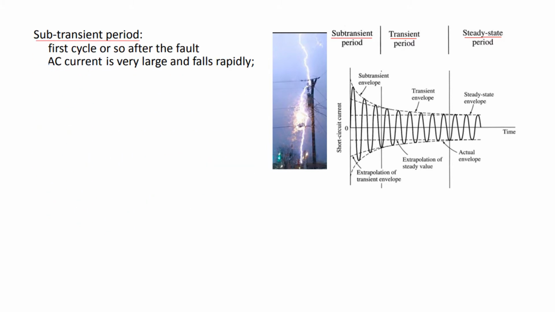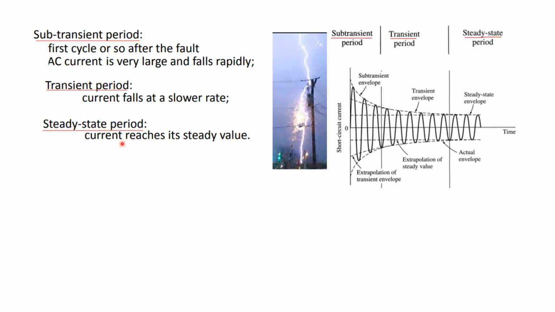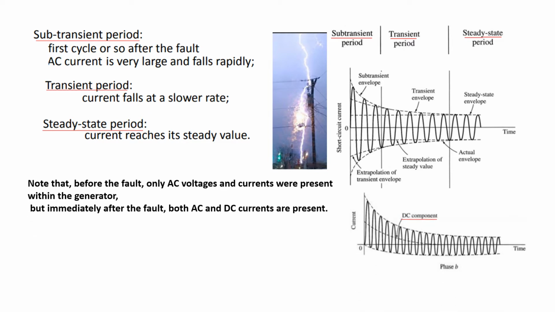In the subtransient period, the first cycle or so after the fault, the AC current is very large and falls rapidly. In the transient period, the current falls at a slower rate, from like here to here. And the steady state is when the current reaches its steady state value. Note that before the fault, only AC voltage and currents were present with the generator, but immediately after the fault, both AC and DC are present. So this DC component is introduced because of the lightning.